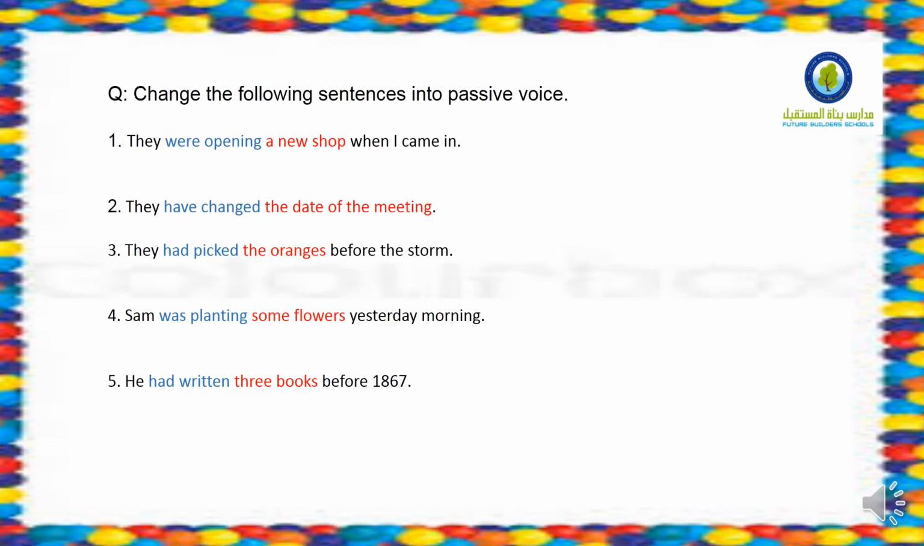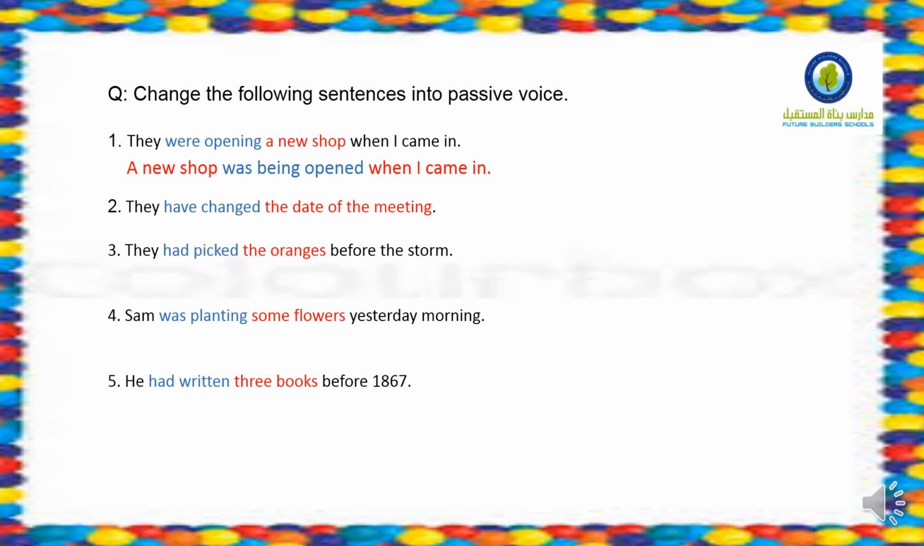Change the following sentences into passive voice. Number 1. They were opening a new shop when I came in. Now, the blue color is the verb and the red color is the object. So, you bring a new shop. Now, we look at the verb to know how to make it into passive. We're opening, past continuous. You put was or were with being and verb 3. New shop, singular. So, was being opened when I came in. You put the complement. So your answer should be: a new shop was being opened when I came in.